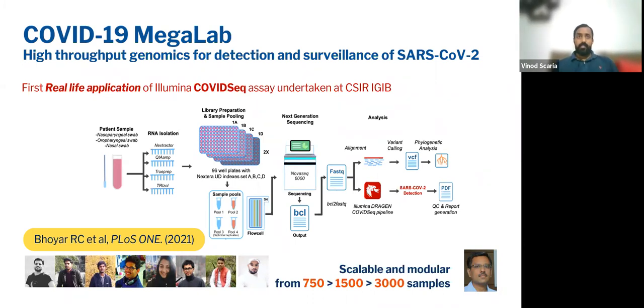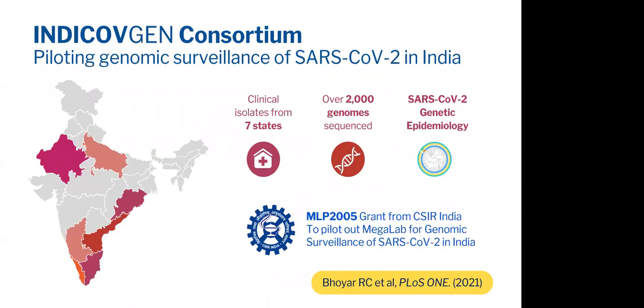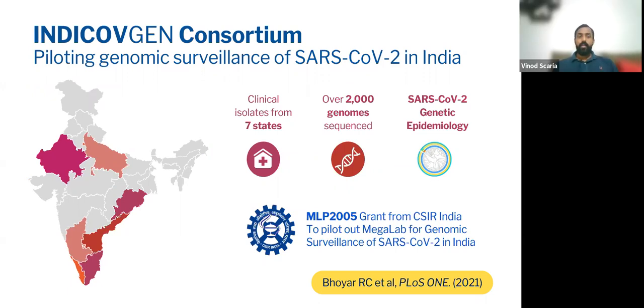Now, this has been a significant landmark because it enabled genomic surveillance to happen in very large numbers. As I suggested here, it could sequence anything modular from 750 to 3,000 samples. To do such genetic epidemiology, of course, you need to work with the states because health in India is a state subject. Therefore, we collaborated quite extensively in the mid part of last year with 7 states across the country to sequence a large number of genomes. This program was pilot funded by CSR to understand the genetic epidemiology and also to pilot the COVID-seq approach for genetic epidemiology of SARS-CoV-2.